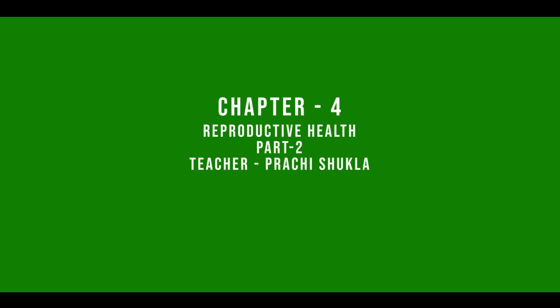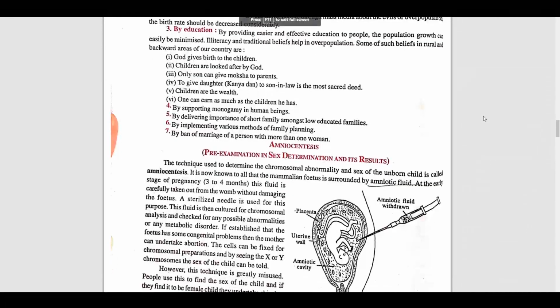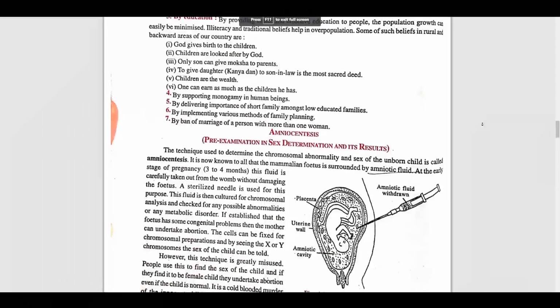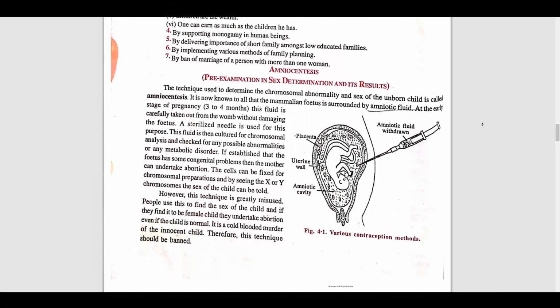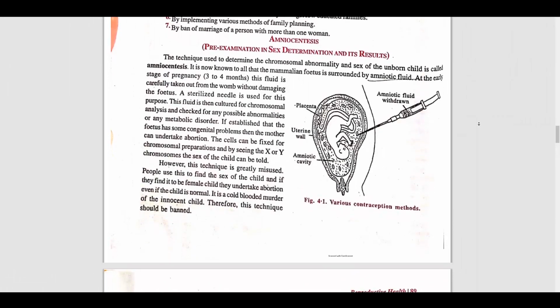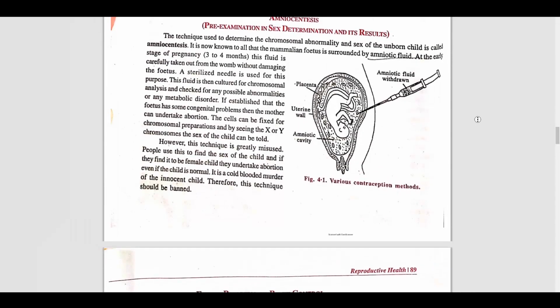Good morning, students. Today let us discuss amniocentesis. I had already told you what amniocentesis is. Basically it is a technique to know about the child's health. Here we will discuss in brief the technique used to determine the chromosomal abnormality and sex of the unborn child, called amniocentesis. So we can find out the sex also, whether it is a male or a female child.